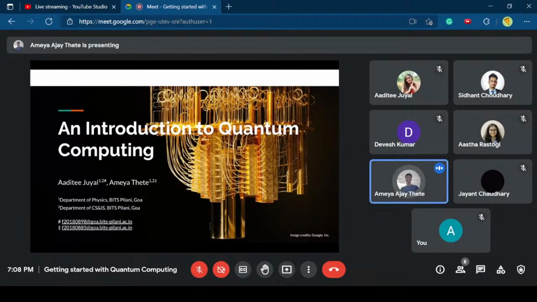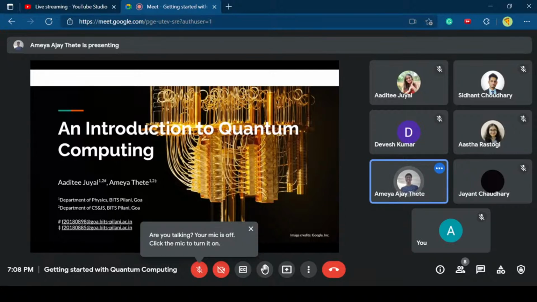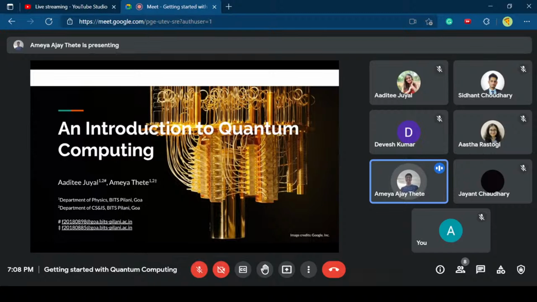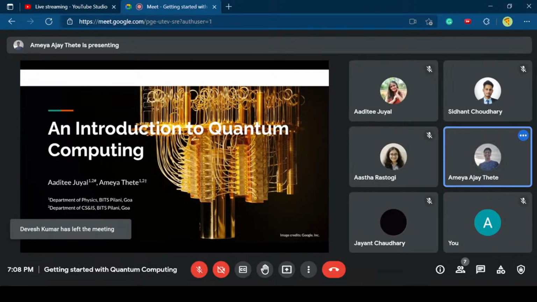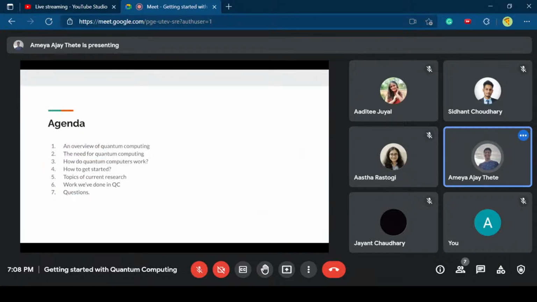Hi everyone. Thank you ACM Goa for this opportunity, for allowing us to give everyone an introduction to the world of quantum computing and how you can go about navigating this interesting topic. First, Aaditee would be introducing you to what quantum computing is all about and why it would be relevant in today's era. Then I would take over and we'll talk about the fundamentals of quantum computing and how quantum computers actually work.